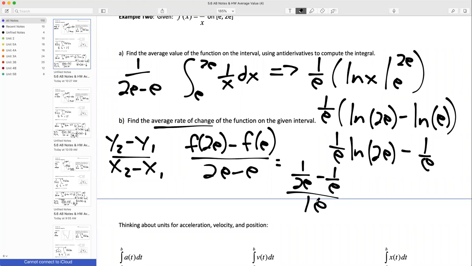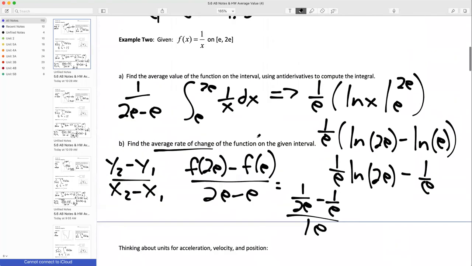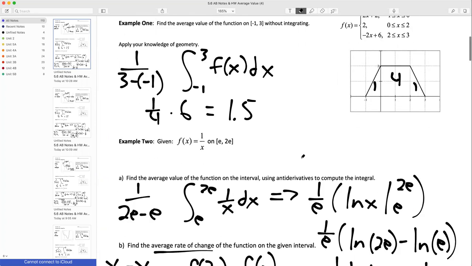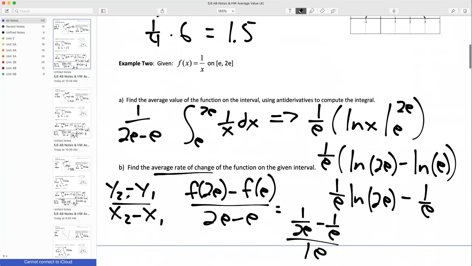So, two different things that we are looking at today. The first is average value. Average value is given by this formula, 1 over b minus a times the integral of the function. And then average rate of change is just the slope from point to point. So, question so far?